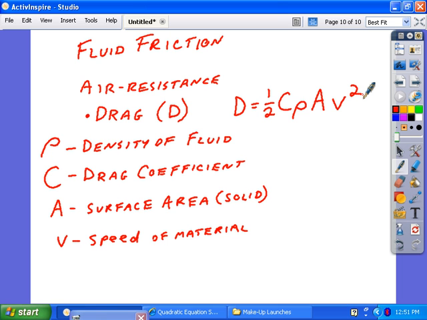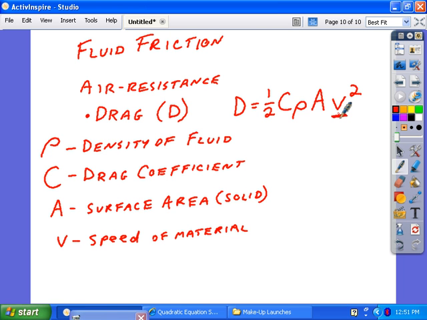Okay? Now, what that's telling you here, and what you should be able to notice, is the biggest factor in this equation, the thing that is going to change the most about the drag in general, is going to be the overall speed of the material. The higher the speed, the more drag you're going to have. All right?